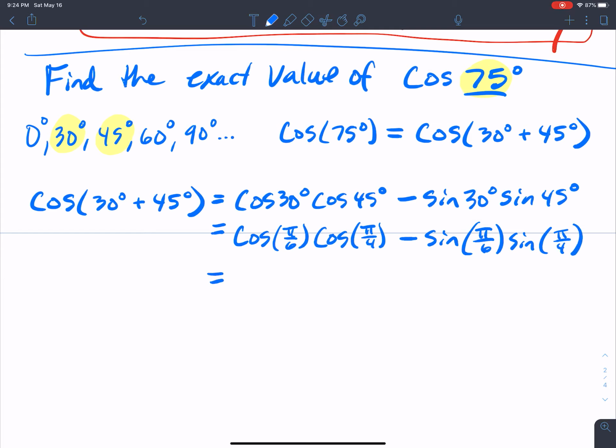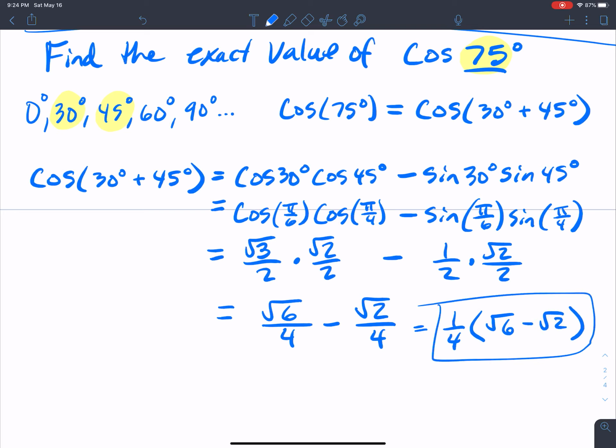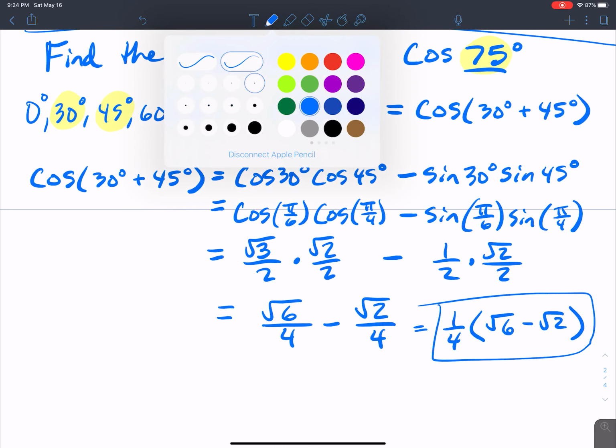So what does that equal? Well, this is square root 3 over 2 times square root 2 over 2, and then minus 1/2 times square root 2 over 2. Okay, so when I multiply this out, I'm going to get the square root of 6 over 4 minus the square root of 2 over 4. And so that's your answer, unless you want to simplify, factor out a 1/4, and you have 1/4 times square root 6 minus square root 2. But that's as clean as you can get it. Okay? Let's do one more.